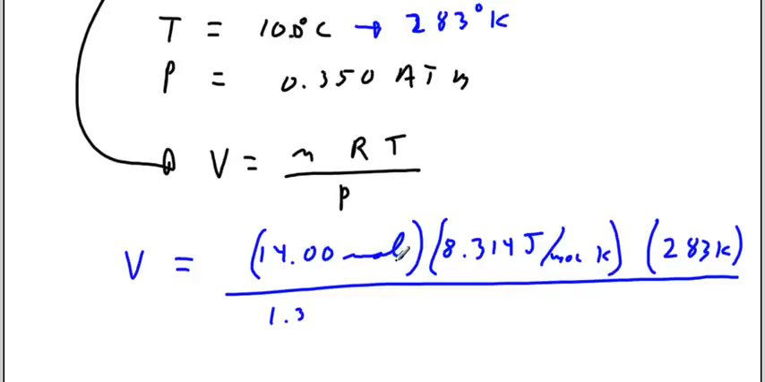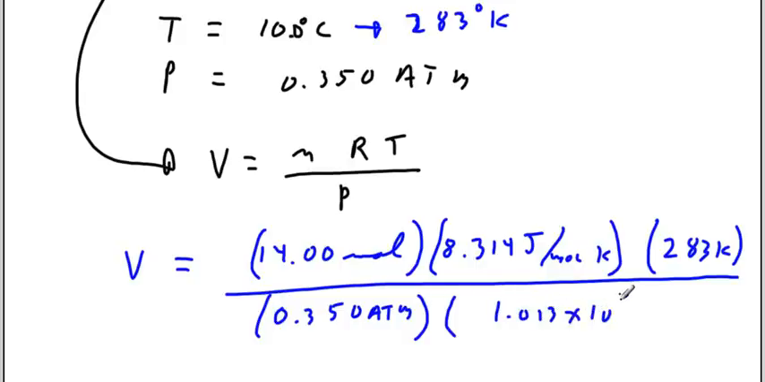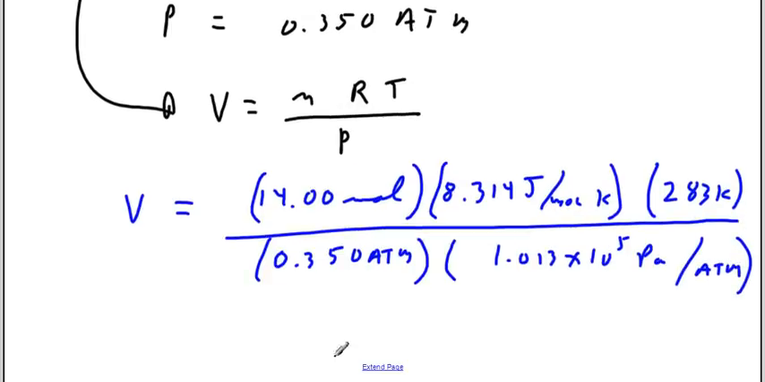What's my pressure? What problem am I on? Okay. Times my pressure, 0.350 atmospheres. But I'm going to have to be in pascals, so I'm going to have to change that using 1.013 times 10 to the 5th pascals per atmosphere. So that's the calculation I'm going to have to do, and I'll take out my calculator and see what I get.